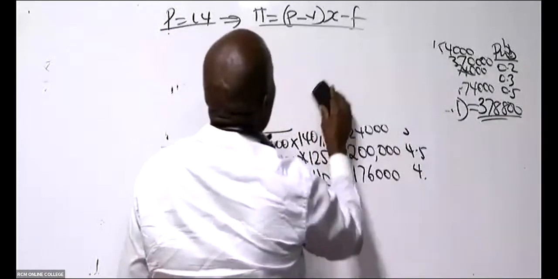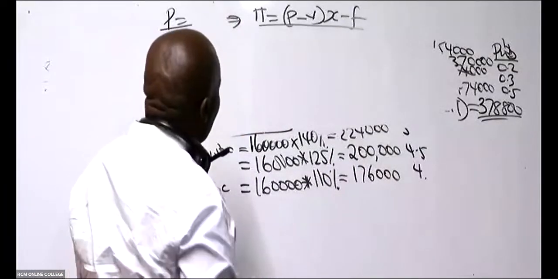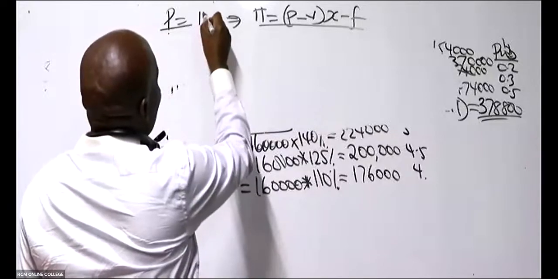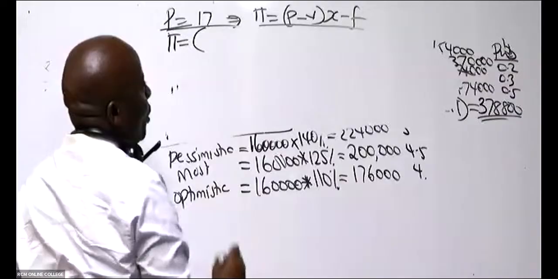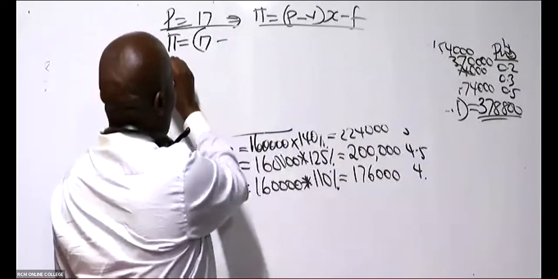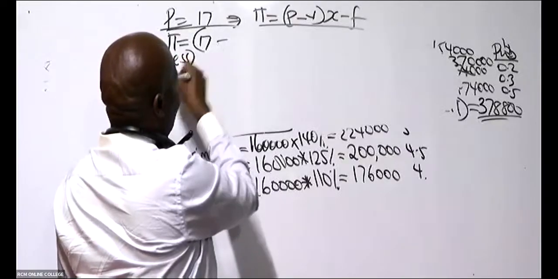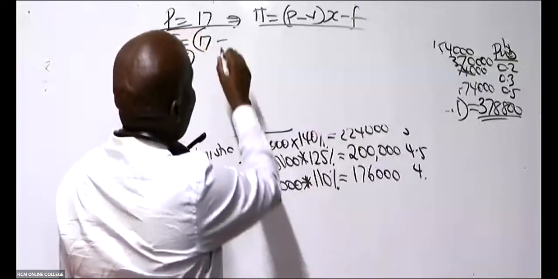If in this case we charge 17 bob, my good students, I'm using this formula. So my profit here will be equal to the selling price, of course, which is 17, isn't it? We are starting with pessimistic, so 17 minus the pessimistic variable cost, which was 5, right?